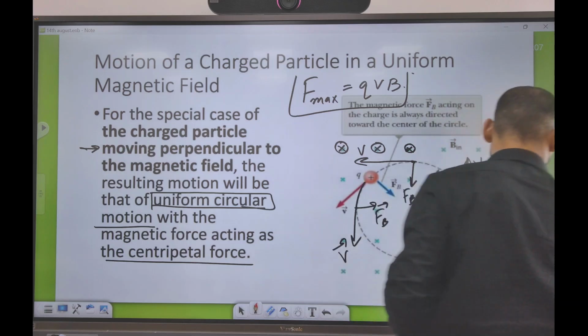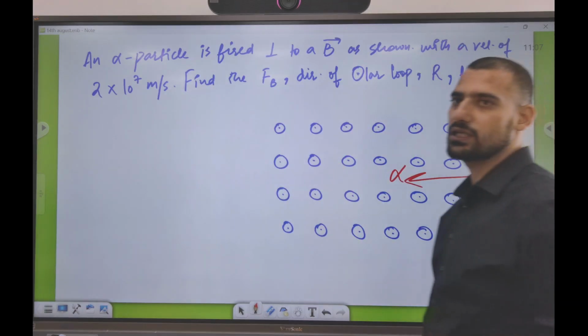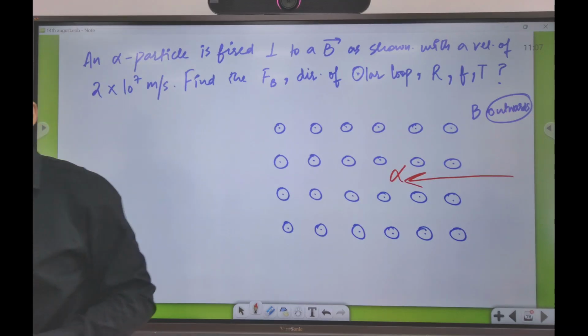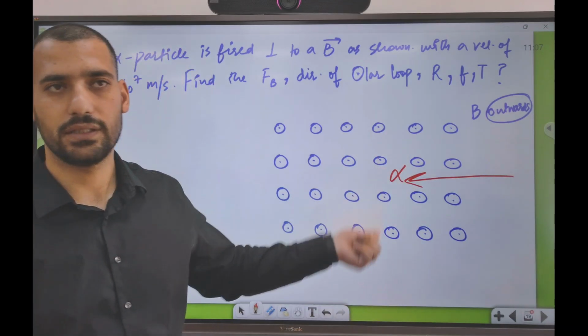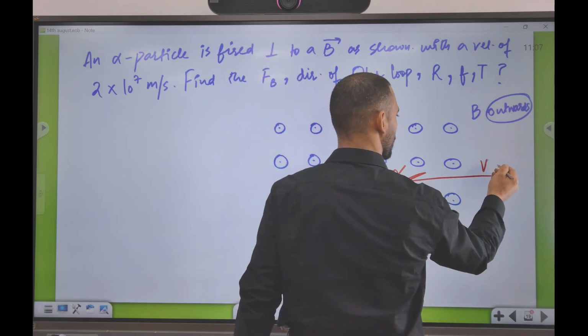But here you have to check it yourself. Check it yourself and tell me. Check the direction of the magnetic field. Check the velocity. So velocity is here.